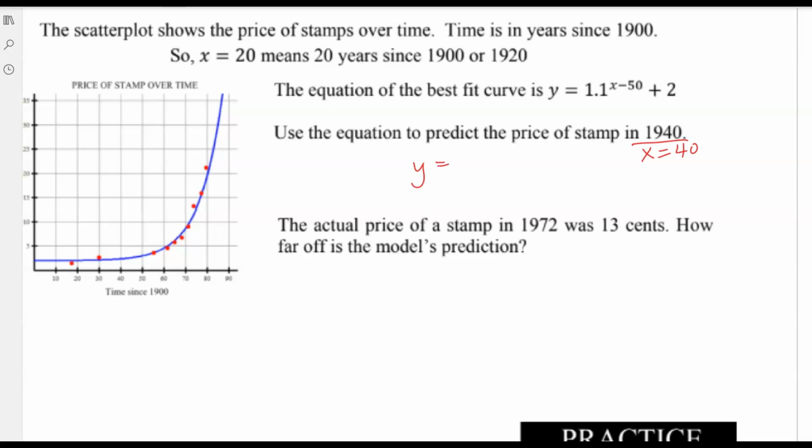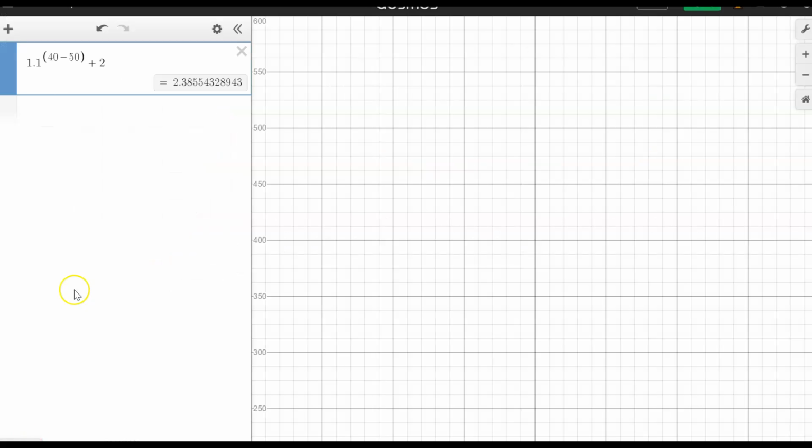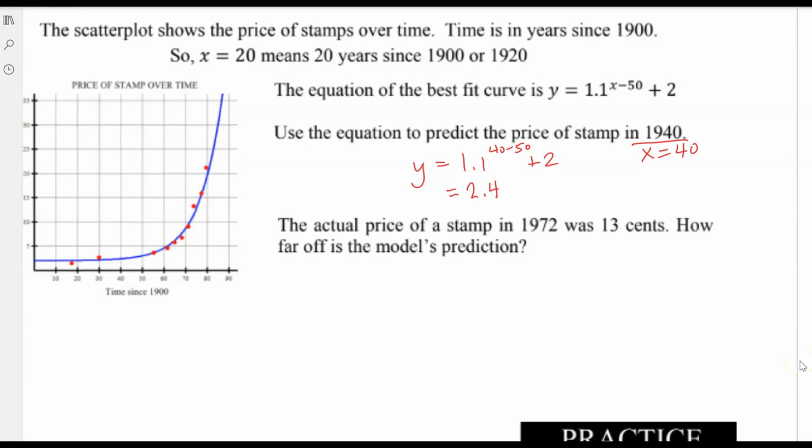Y, which is the price of a stamp, is equal to 1.1 raised to the 40 minus 50 power, and then plus 2. I can enter that into my calculator exactly like that. Here's what it looks like when you type this into Desmos. And you can see in our box here that we get 2.38, and a long decimal, let's just round that to the nearest tenth and call it 2.4. In our problem, the y value is in cents, so it costs 2.4 cents to buy a stamp in 1940.